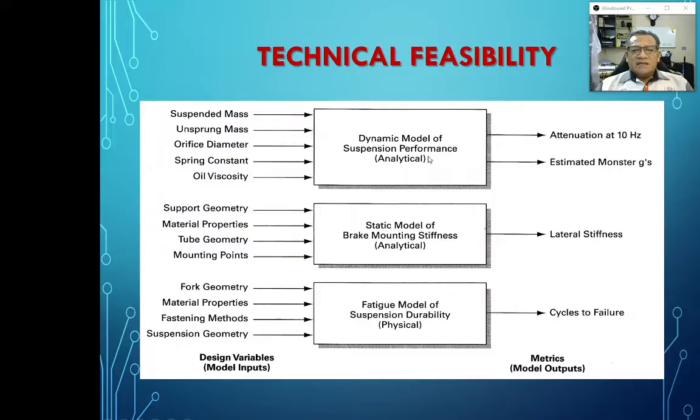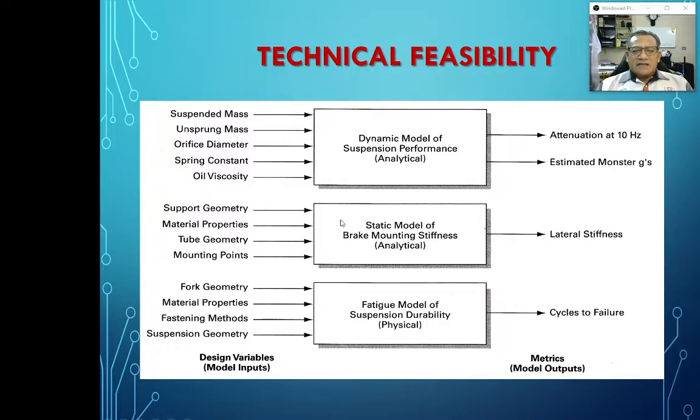Okay. So in order to develop the technical product, you need to assess the technical feasibility. For example, attenuation of 10 Hz as the output, and estimated specific monster G reading, so you need a dynamic model of suspension performance analysis. It could be using a suspended mass, or the input or type approach of unsprung mass, or orifice diameter, or spring constant or oil viscosity. All these must be able to dynamically simulate the suspension so that it can achieve the customer needs and its respective metrics.